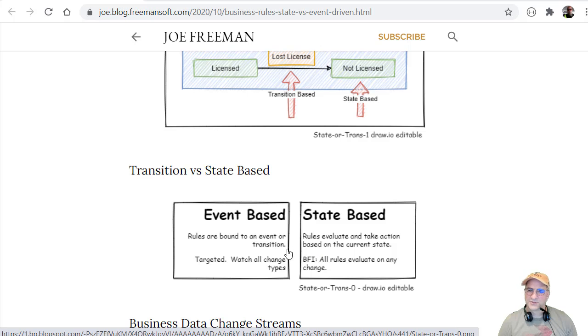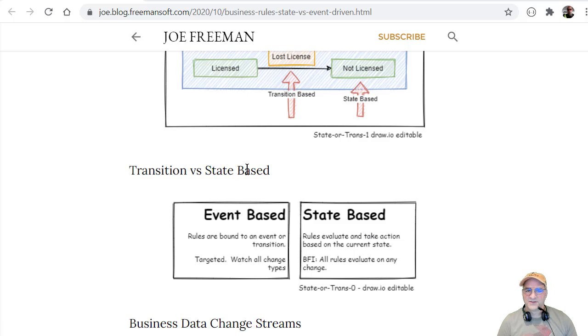And I wrote this and it was supposed to look really cool, and now it looks like some weird paragraph divided in half. So an event-based rule is one that is bound to the event transition. It's targeted. This rule will only fire when you move from I have a license to I don't have a license, when I lose my license. A state-based rule is one that takes an action based on the current state. So we may get an event that says, hey, something happened with this license, and then we have to go and evaluate a bunch of rules to figure out which ones apply.